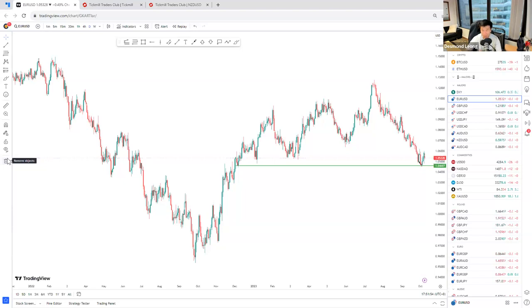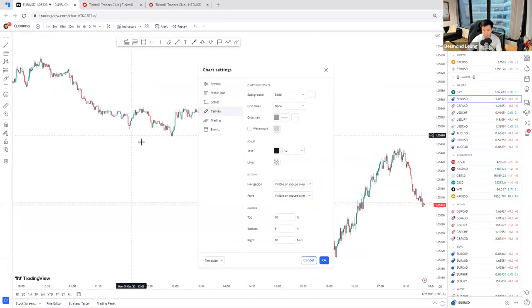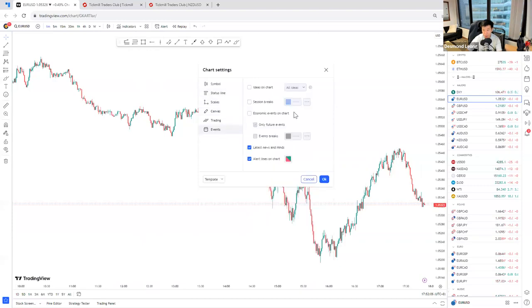What is the best time frame to use? Right. Let me answer this question. So for example, we are on the 1 euro dollar. Let's just go into the 1 minute time frame. We go to settings, and I will show you the economic events on the chart, and we go bam.